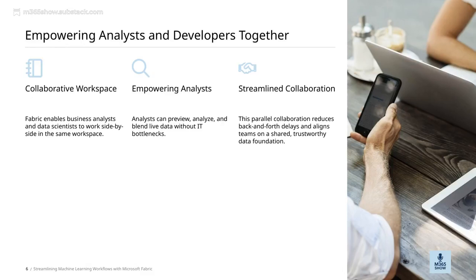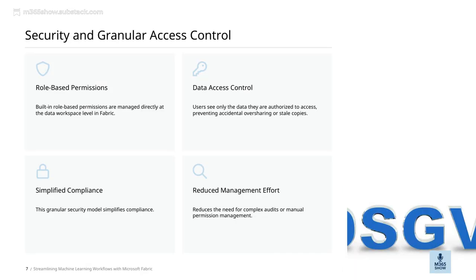Let's talk about security and granular access control within Microsoft Fabric. One of the key benefits here is how it streamlines machine learning workflows. By implementing this granular security model, we can significantly reduce the need for complex audits or manual permission management. This means less overhead and fewer chances for errors.